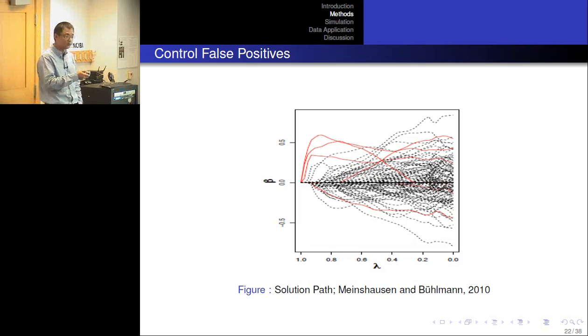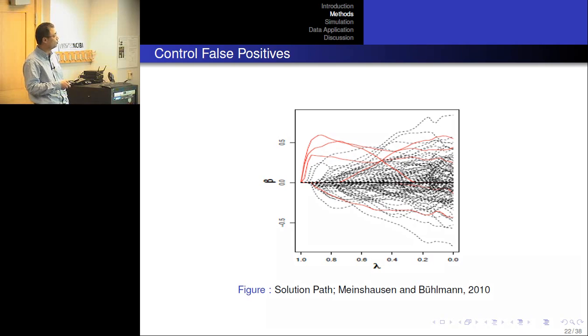Then our next step is, for example, after we fit a boosting procedure, how to control the false positives. The figure is taken from a paper by this author from 2010. It's a very famous paper on stability selection. This figure is the solution path. On the vertical axis is the coefficient, and the horizontal axis is the tuning parameter. For example, for lasso, we have the lambda before the penalty term. And for boosting, the tuning parameter is just the iteration.